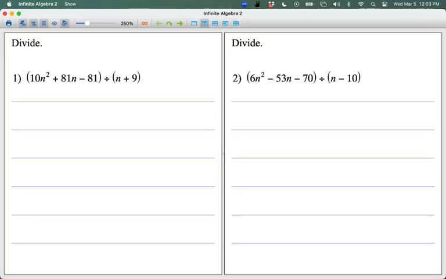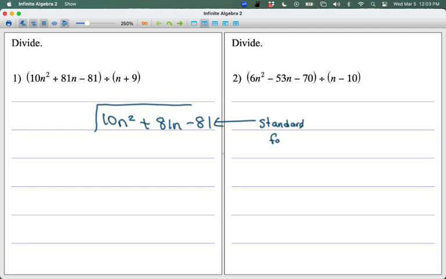All right, I have this one here, and we're going to do the same concept we had a moment ago. We're going to have our division symbol, and we're going to put the first one on the inside, 10n squared plus 81n minus 81. I want you to give yourself a little note, though. Under here and on the outside also, this needs to be in standard form. That means we need to have the n squareds first, the ns second, and the constant needs to be last. They need to be in order.